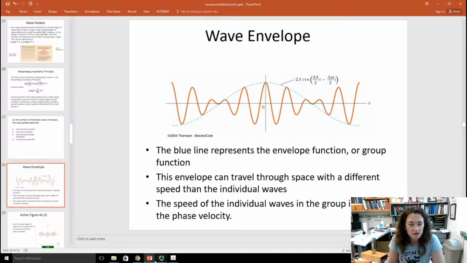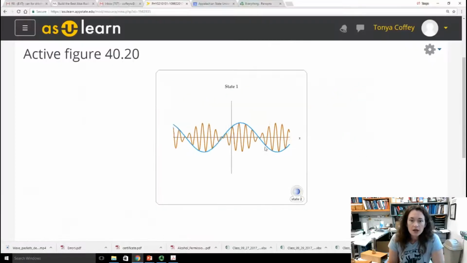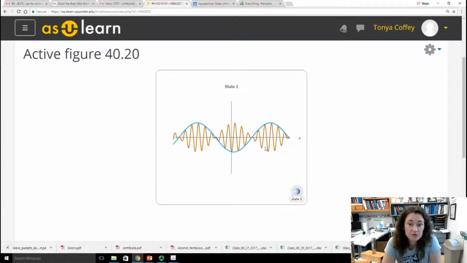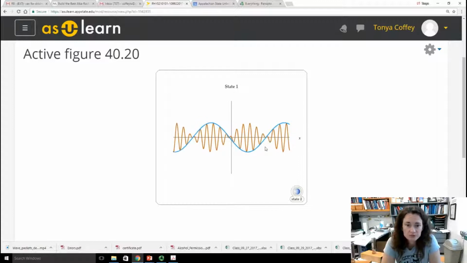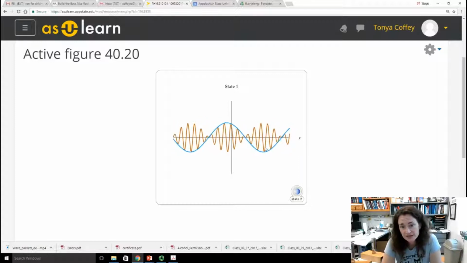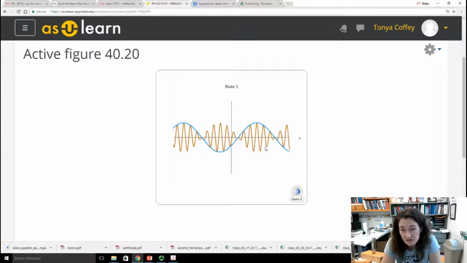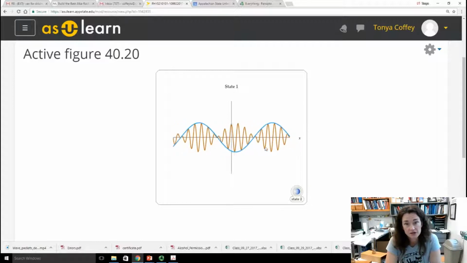So I have a little figure to demonstrate that, to help you visualize it really. Here's an envelope with a phase inside of it. The envelope here is represented in blue and the phase in orange. And you can see that these two things are traveling at different speeds. Actually, the phase in this case is faster than the group. Okay, so that's what that looks like.